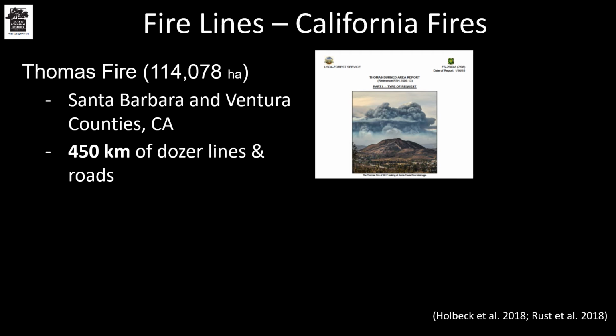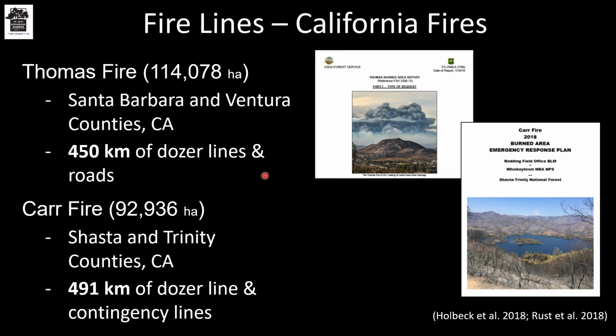So, although we studied a smaller dozer line, we can apply lessons learned here to the larger landscape and fire events. The Thomas Fire was approximately 114,000 hectares and resulted in the installation of 450 kilometers of dozer lines and roads. The Carr Fire, which was approximately 93,000 hectares, resulted in the installation of 491 kilometers of dozer line and contingency lines.